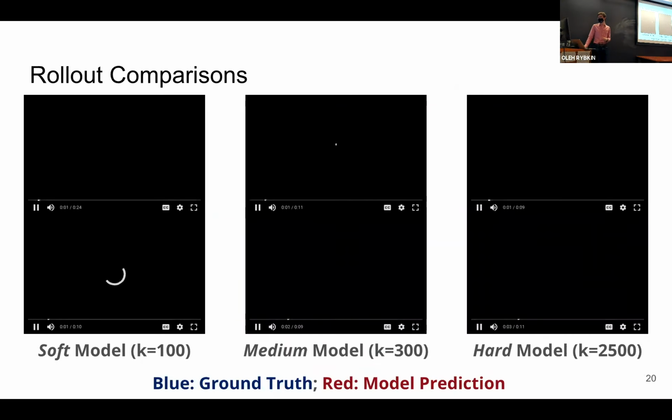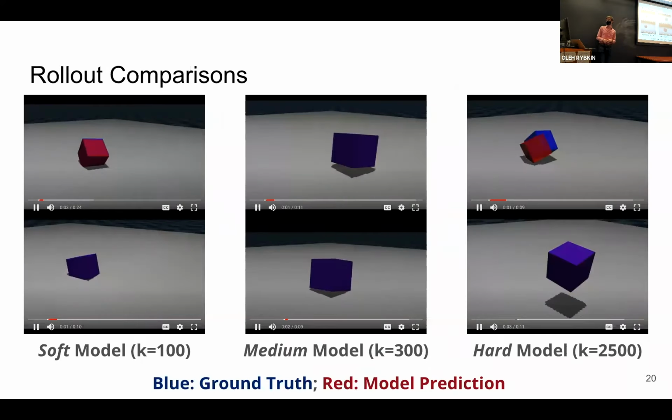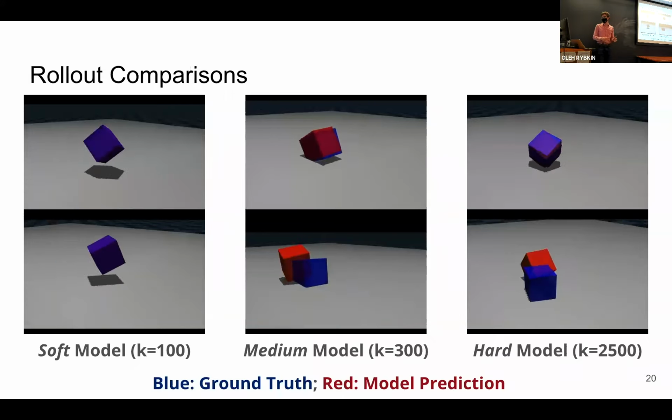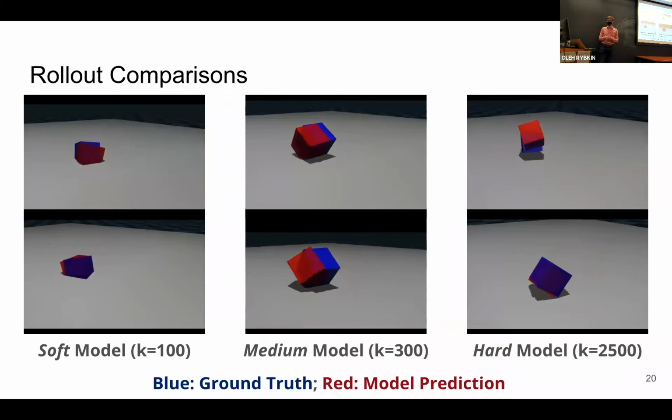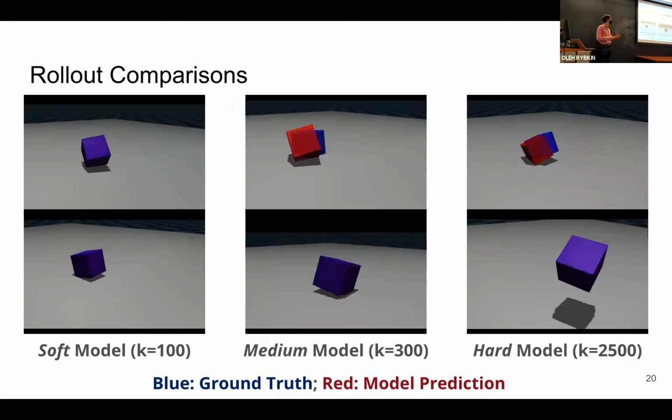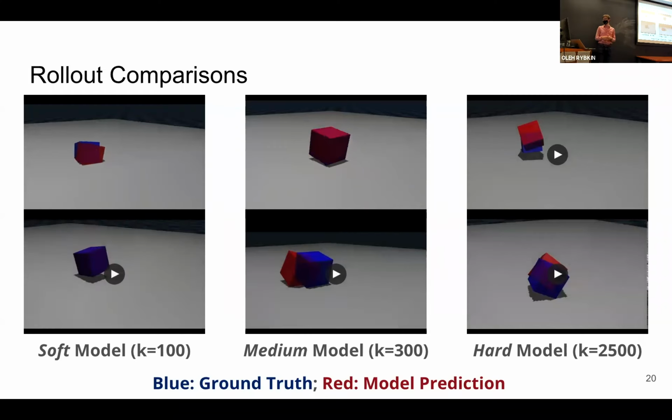So here we have some visualizations of rollouts from these models. And generally the trend that we see as we go from soft to hard is that the ground truth motion becomes more and more realistic, but also the mismatch between the ground truth, which is shown in red, and the model predictions, in blue, becomes larger as well. And as a result, none of these learned systems were able to show a realistic dice roll.